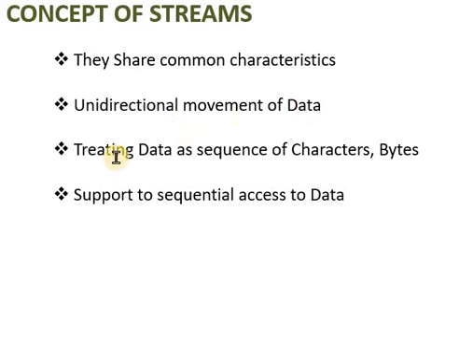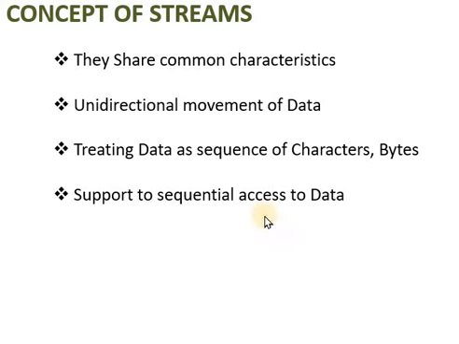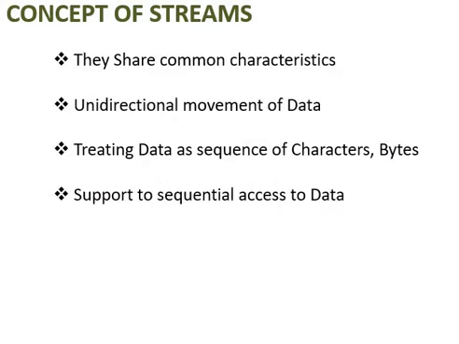The third one is treating data as a sequence of characters or bytes. What is the data here? Data is a group of different characters, nothing but a group of bytes. The last one is support of sequential access to the data. It gives sequential access to the data, whatever data we have, and here we are talking about its storage also. So the sequential access to the data is provided. So this is about the concept of streams.